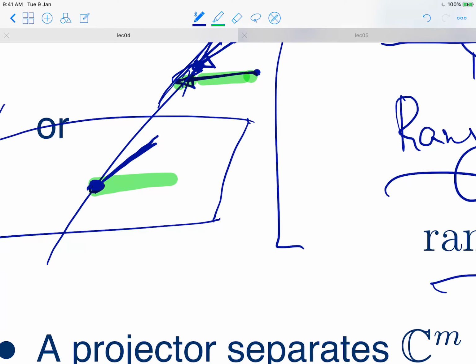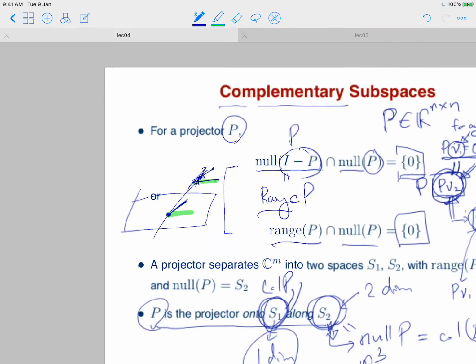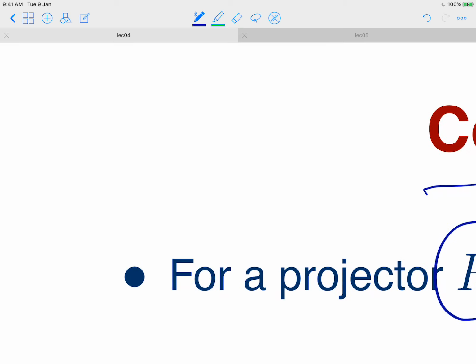And how about swapping S1 and S2? Let's draw another example.